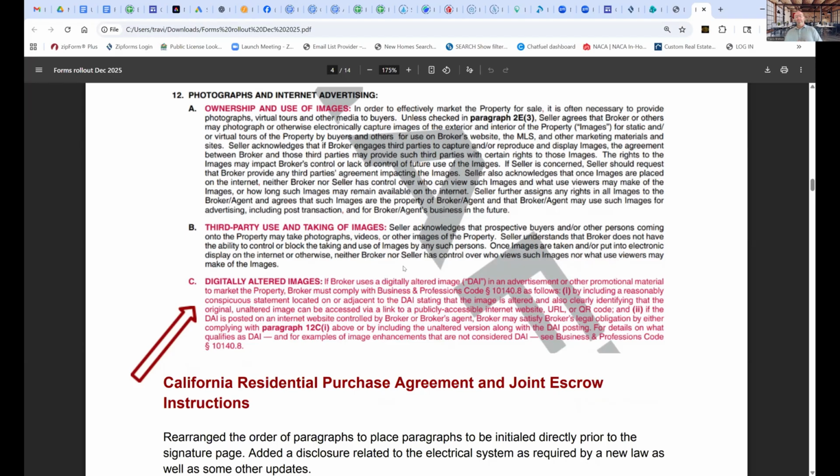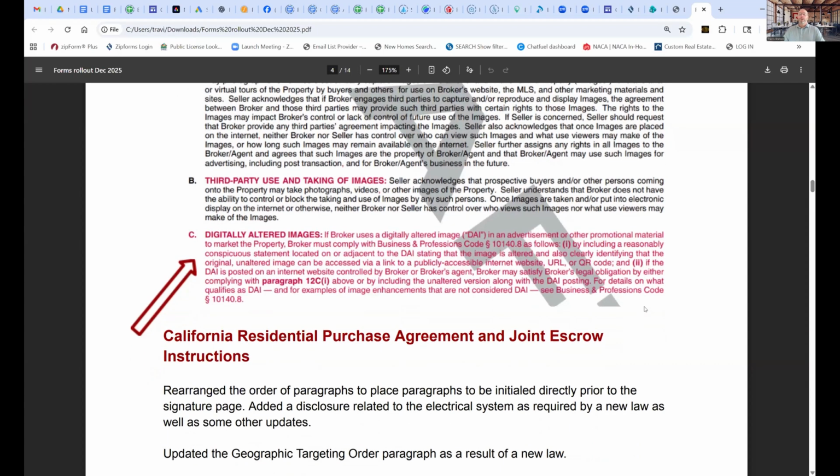So if broker uses a digitally altered image in an advertisement or other promotional material to market property, broker must comply with the Business and Professions Code by including a reasonably conspicuous statement located on or adjacent to the digitally altered image, stating the image is altered, and also clearly identifying that the original unaltered image can be accessed via link to a publicly accessible internet website, URL or QR code. So be sure to read up on that one.